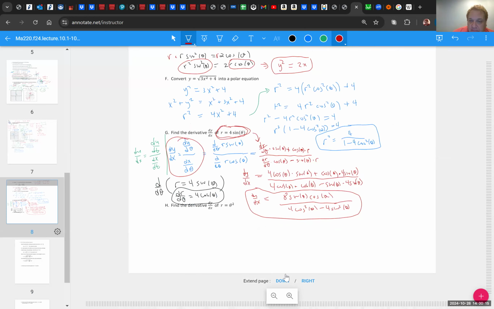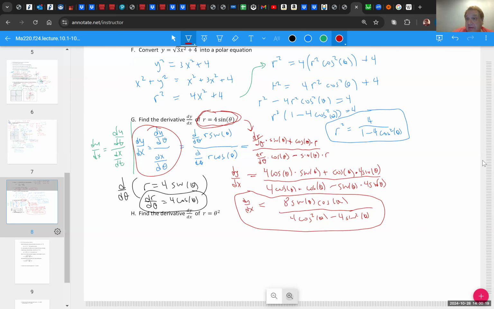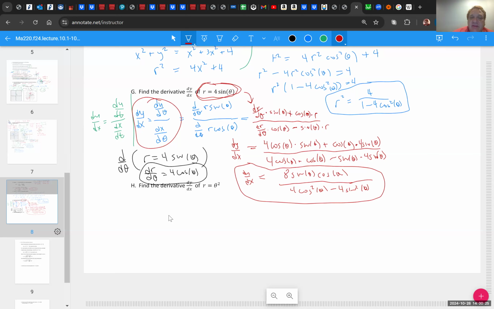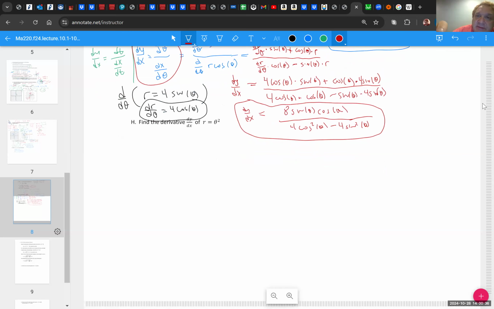So I was trying to remember if we did, we're going to do arc length and stuff like that in the next video in 10.4. We just do the derivatives in this one. Okay, so find the derivative of r is equal to theta squared. Again, good time to practice if you want. Pause the video if you desire, and then I'm going to write out the solution here.